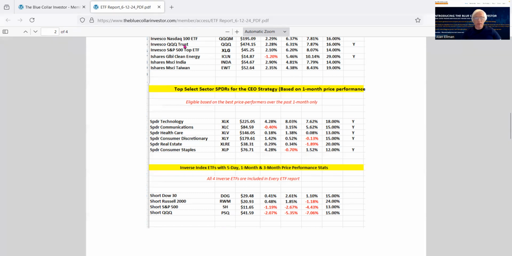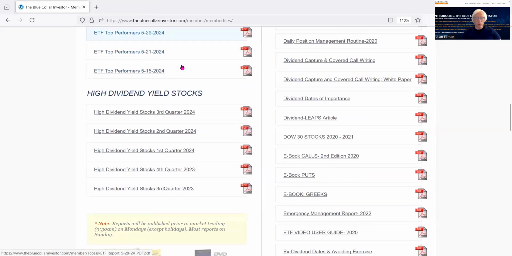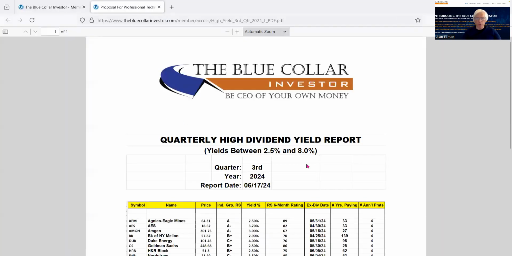Okay, so that, folks, is the third of our 4 reports. Now, if you scroll down a little further, you have the high dividend yield stock reports. Now, these are reports not really for options, but for those of you who just have a dividend capture strategy in mind. In other words, dividends are more important than options. And you can actually use deep in the money leaps options to lower your cost basis, which means the dividend yield will be greater. Let me just show you a sample report on that.